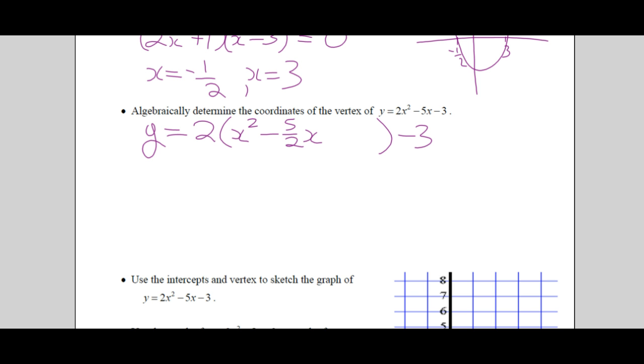Now we got a positive 2 there, so we know we're going to be subtracting 2 times something, and that something goes here and here, right? And it's going to be a positive something here and a positive something here. Okay. So y equals 2 times x minus, what's half of 5 halves? 5 fourths, right? 5 fourths. When I square 5 fourths, what do I get?